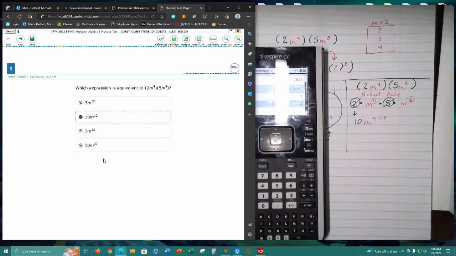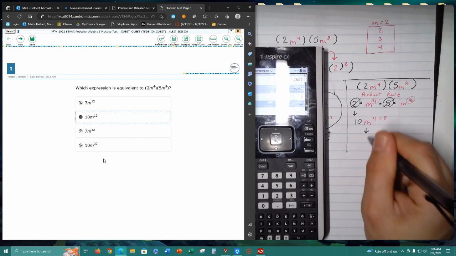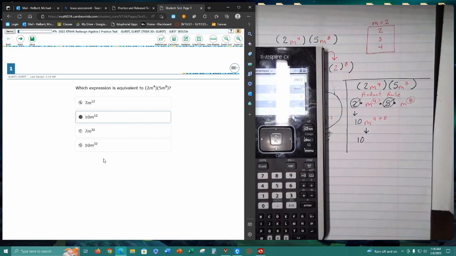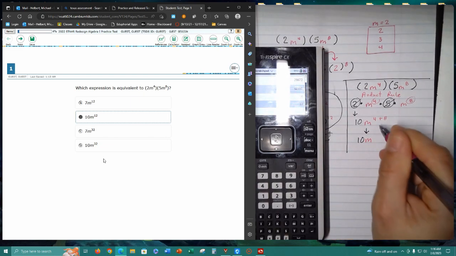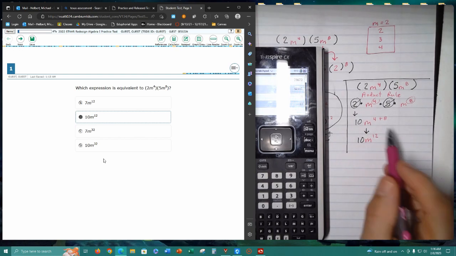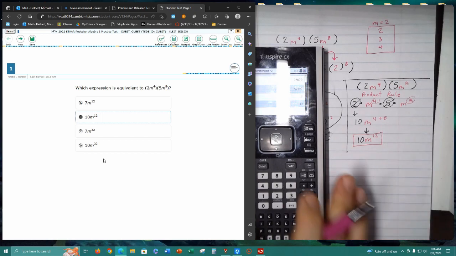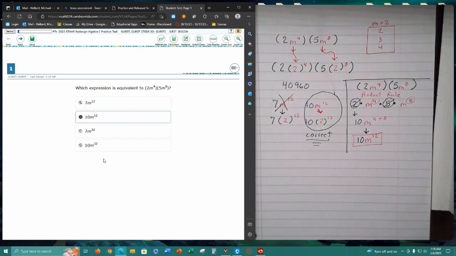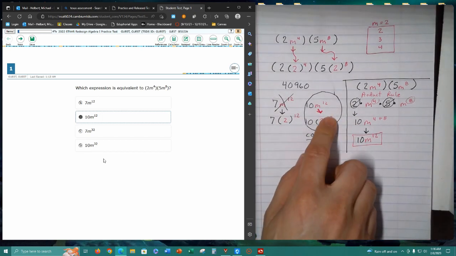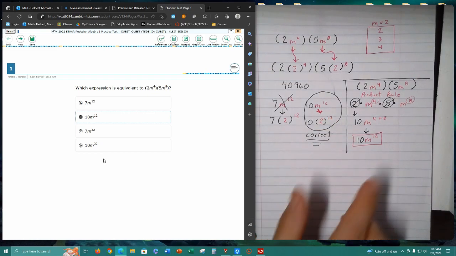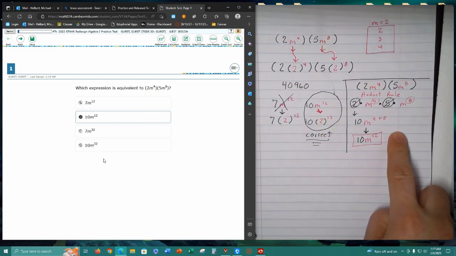So then at this point, I know that my final answer, when I simplify this, is going to be 10 m to the 12th power, because you add the 4 and the 8. And that's the proper way to do this. That's what's expected. But notice that the guess and check got us the same answer. So you can use either method, right? You can use your product rule to solve one of these.